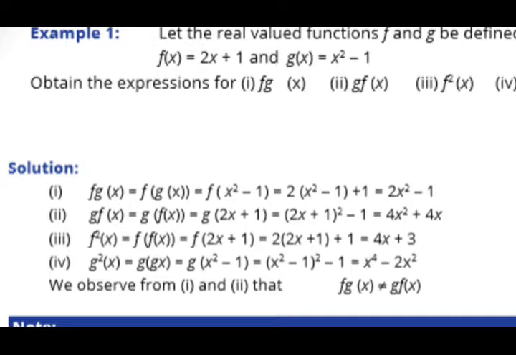Second part, g of f of x. The inner function is f, which is 2x plus 1. We put this value in g, so it becomes (2x plus 1) square minus 1, then square and simplify.